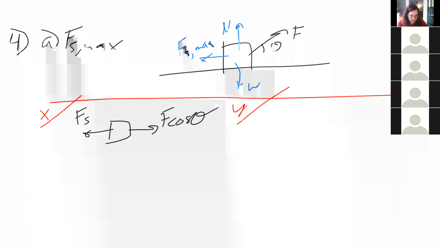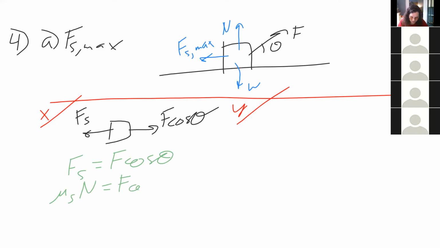If we're in static friction, we automatically know there's no acceleration. We know that these forces are going to cancel each other out. So our force of static friction is going to be equal to the applied force times the cosine of theta. We are asked to find the applied force. We do not know explicitly the force of static friction. Since we know it's a maximum, we could say that the static coefficient times the normal force is equal to F cosine theta.